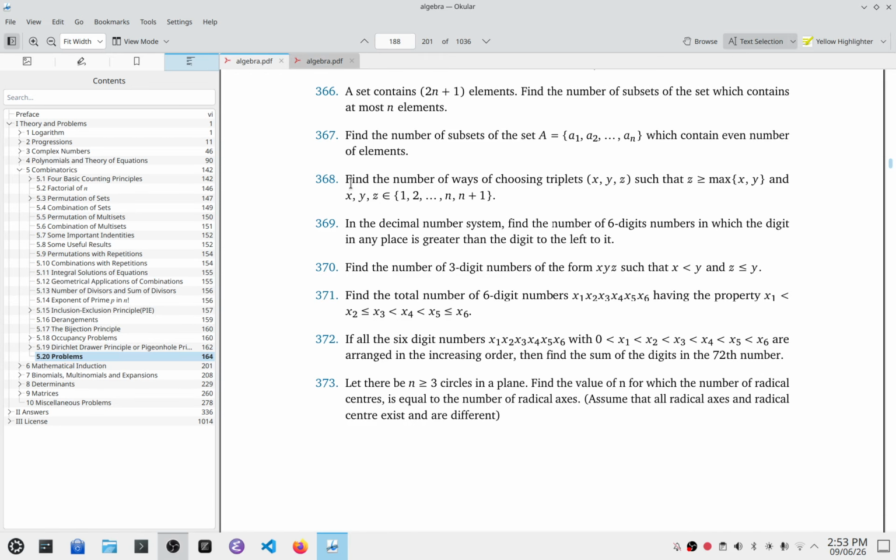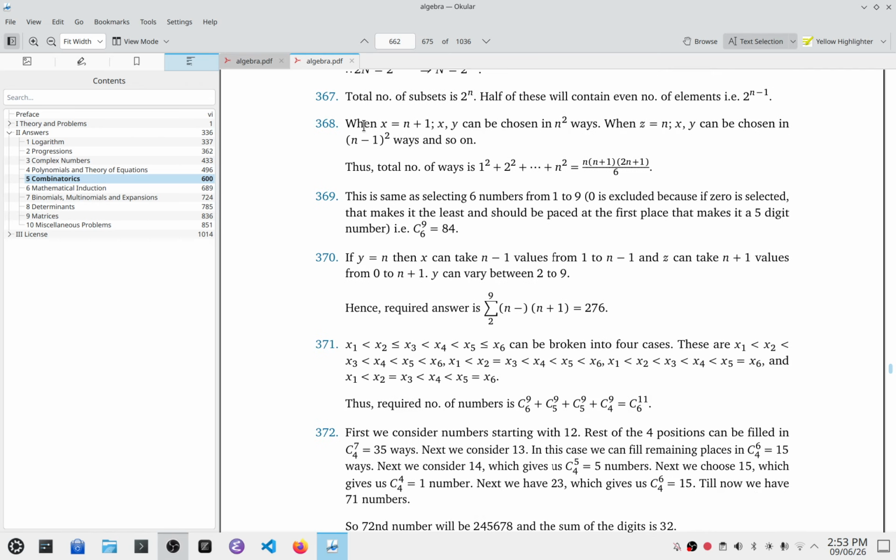Question 368 says: find the number of ways of choosing triplets x, y, z such that z is greater than the maximum of x and y, and x, y, z are in the set 1 through n plus 1. So we let z is equal to n plus 1. x and y can be chosen in n square ways.